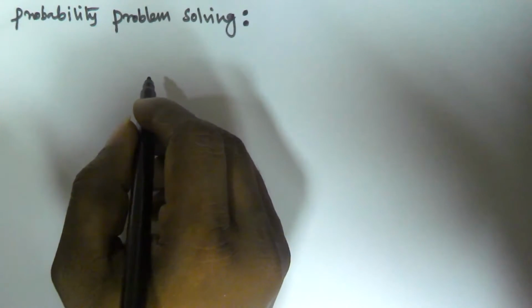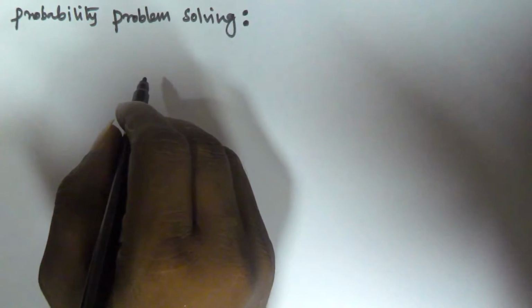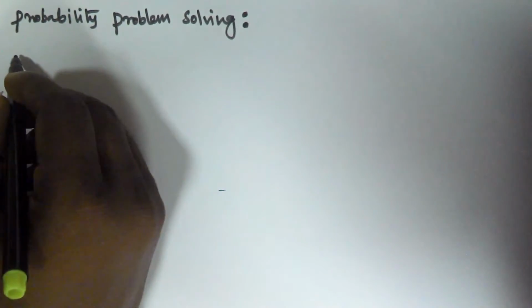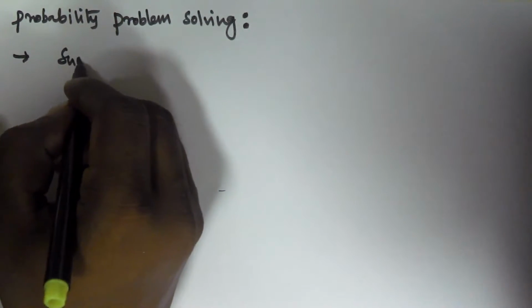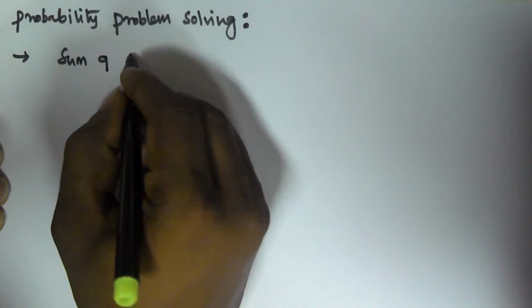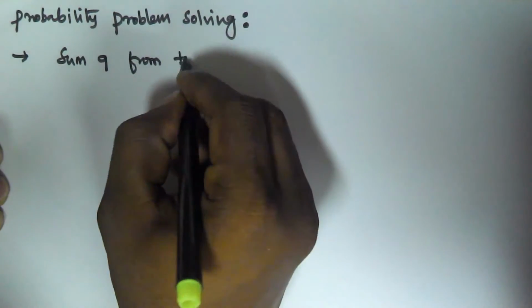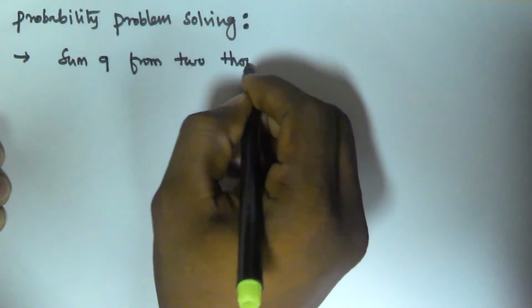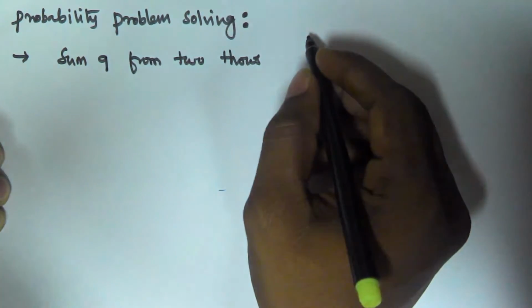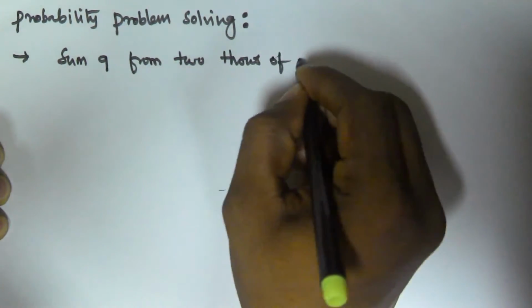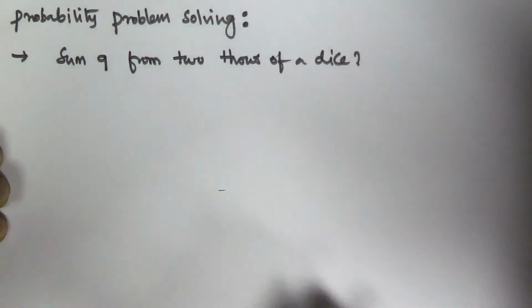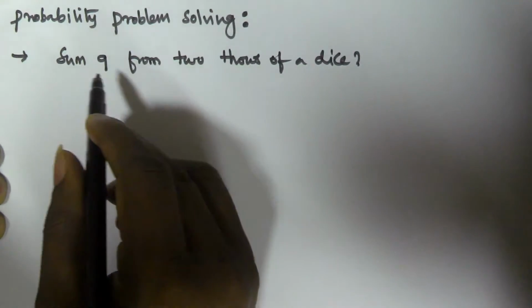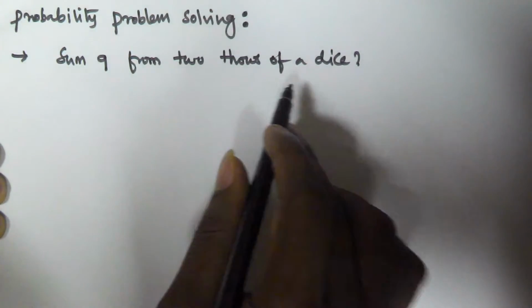Hello friends, in this video we will solve a problem related to dice in the probability section. The question is: what is the probability of getting a sum equal to 9 from two throws of a dice?